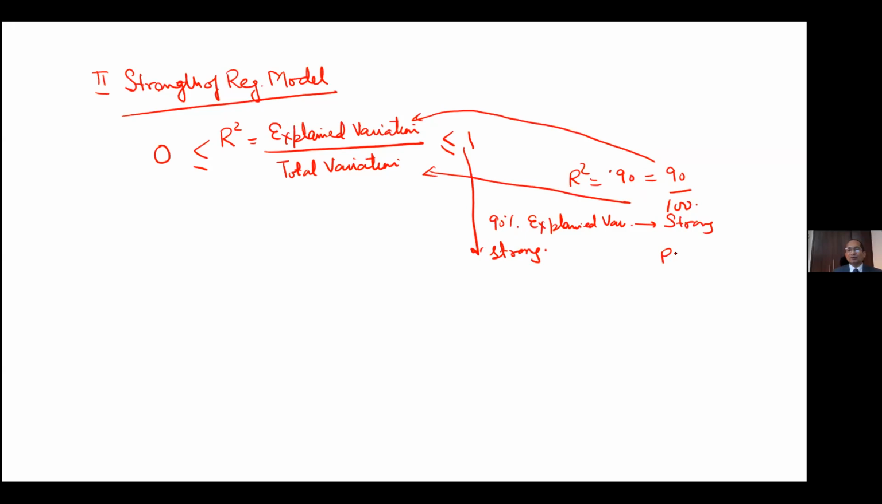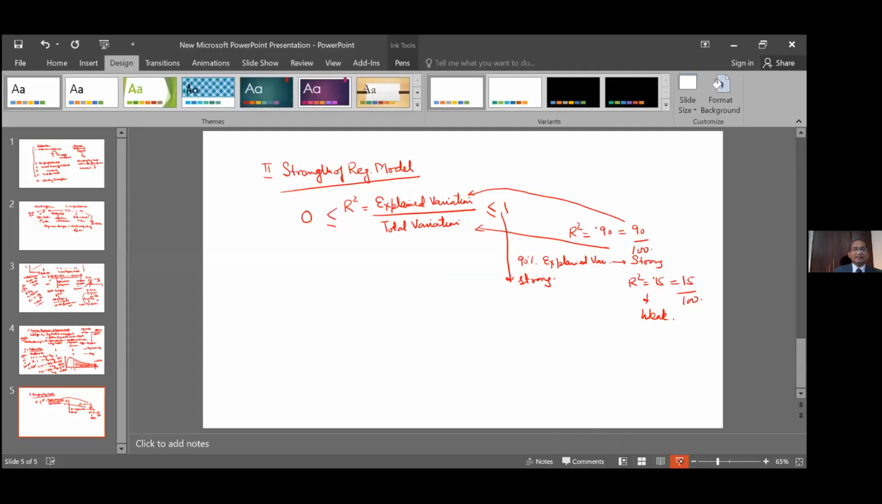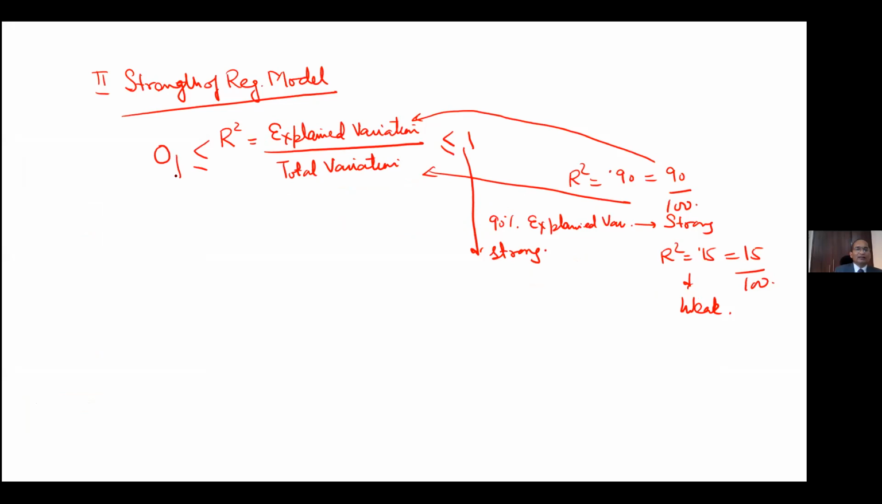Suppose in some other scenario, R square is 0.15. So 0.15 can be written as 15 upon 100. Means if total variation is 100, the explained part is 15. So the unexplained part is 85. Here the major dominance is from the unexplained part, and the explained part is not contributing much. Then obviously our regression model is considered low or weak. So if values are near to 0, then we can say that our regression model is weak in nature. So this is the basic concept.